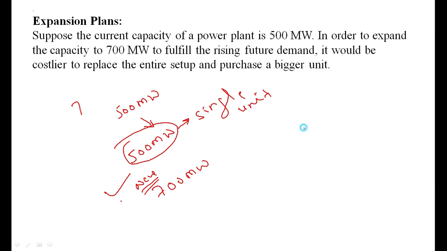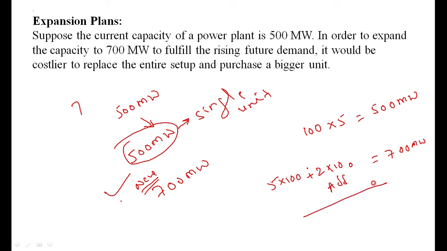Instead of that, I have five units of 100 megawatt connected in parallel, which cater to the needs of 500 megawatt. Subsequently, the load has grown to 700 megawatt. The five units already cater to 500 megawatt, plus I add two more units of 100 megawatt, giving 700 megawatt in total. Then it is very easy for expansion planning. In the case of a single unit, you have to totally replace the whole unit, which is not economically feasible.